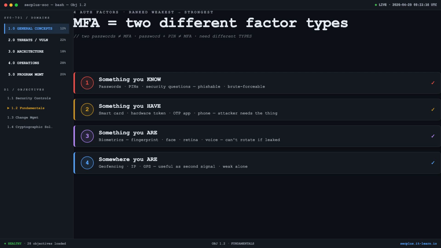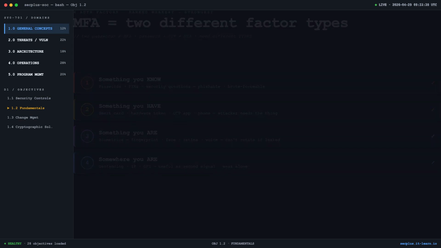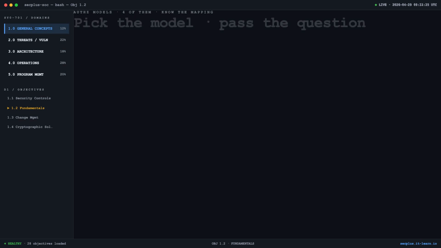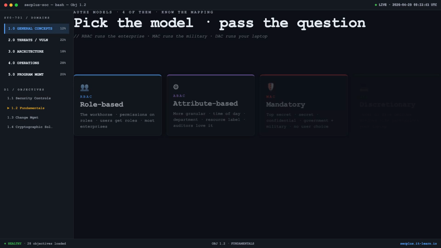Authorization models, 4 to know, ranked by how often they show up in the enterprise. RBAC is the workhorse. Role-based access control. Permissions assigned to roles, users get roles. Almost every enterprise runs RBAC. ABAC is more granular, attribute-based. Permissions based on user department, time of day, resource classification. Anyone who has ever signed off on a SOC 2 audit at 11 p.m. knows that ABAC is what auditors love and what your IAM team hates implementing.